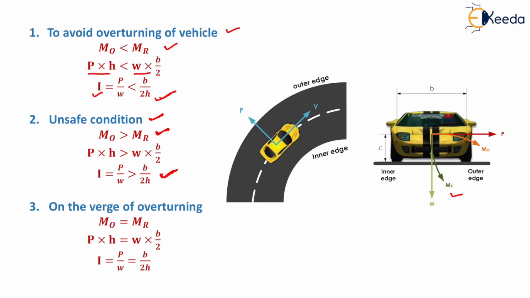On the verge of overturning, it means that after increasing the overturning moment slightly, the vehicle will overturn. So at this condition, that is on the verge of overturning, M naught will be equal to Mr. After putting the values of M naught and Mr, we get I equals P by W, which will be equal to b by 2h. That is the effect of overturning of vehicle due to centrifugal force P.